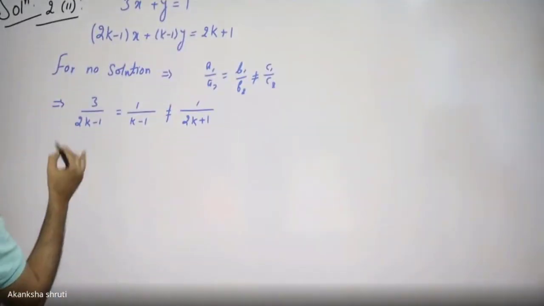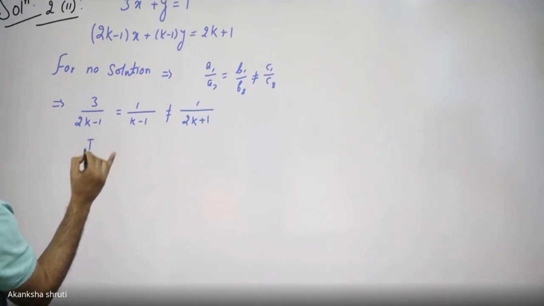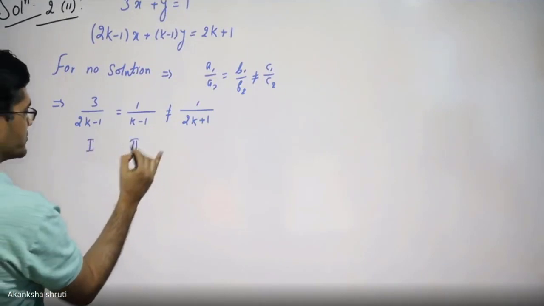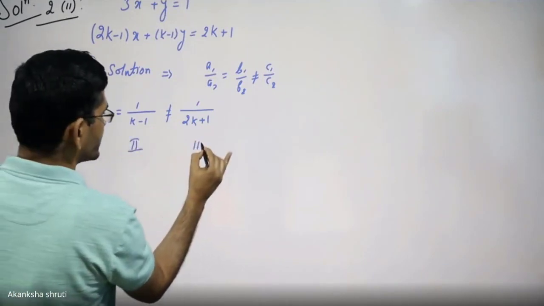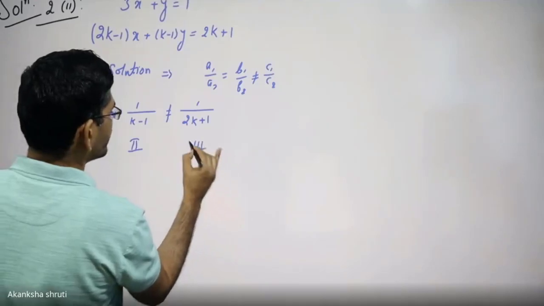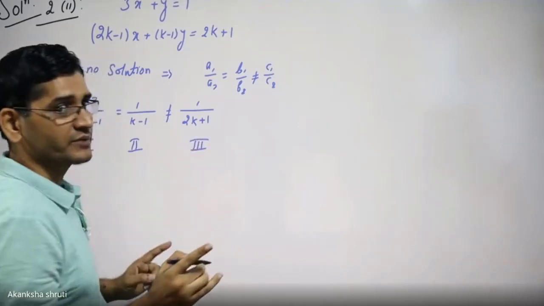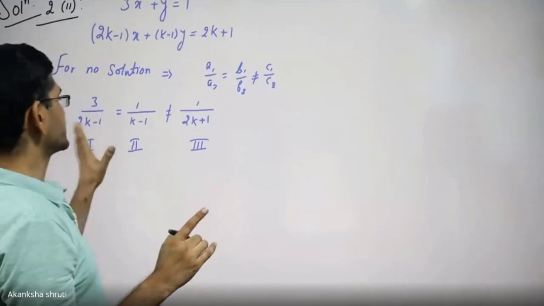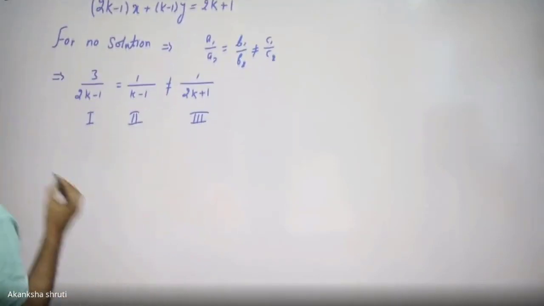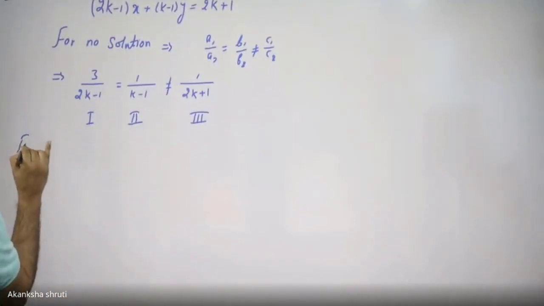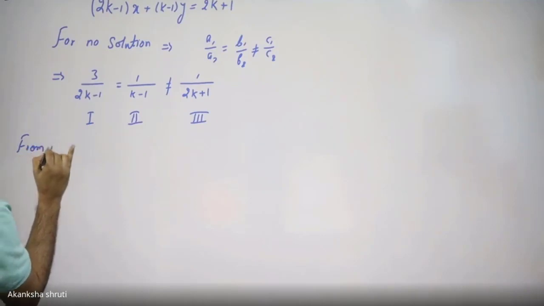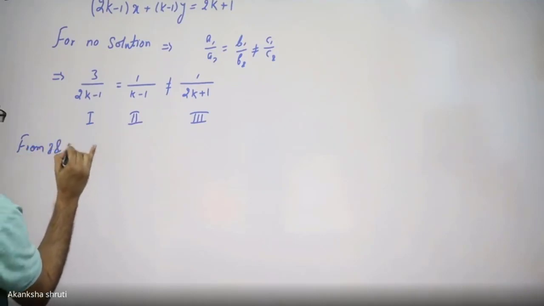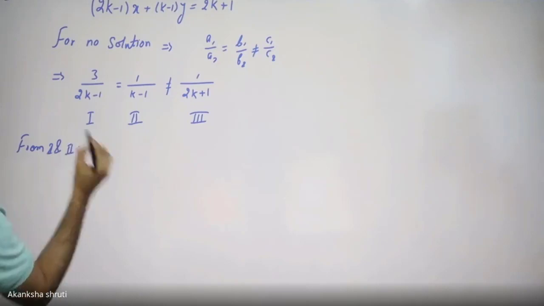Students, again we have these three ratios. It means we have to frame two equations, and from those two equations we have to find the value of k which satisfies this criteria. So, from 1 and 2, where equality we need to check.